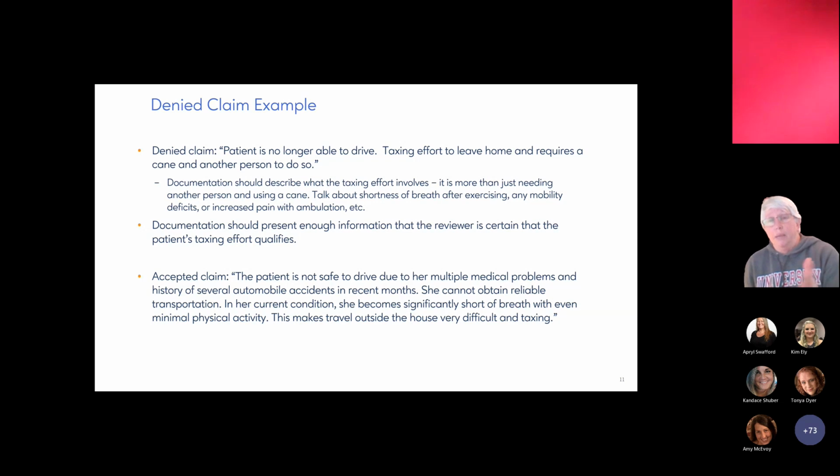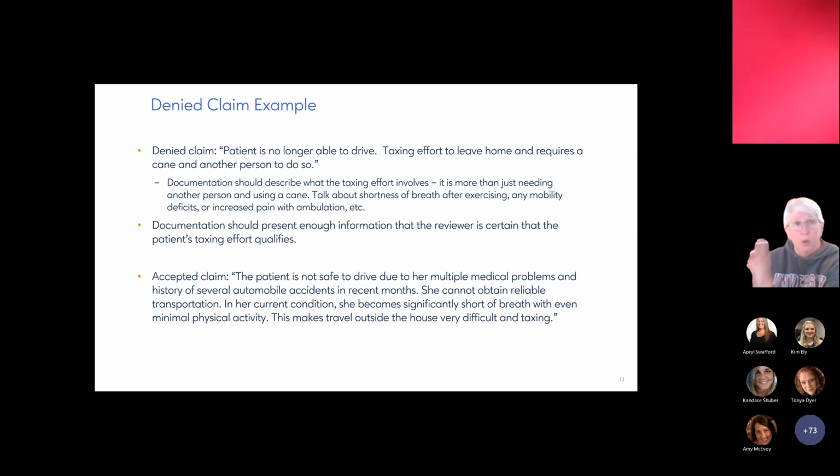So the accepted claim, and they said, this is what we would like to see. I'm like, okay, that's a lot of words, but clinicians can type. The patient is not safe to drive due to her multiple medical problems and history of several automobile accidents in recent months, to which I say, take the keys. She cannot obtain reliable transportation. In her current condition, she becomes significantly short of breath with even minimal physical activity, and this makes travel outside the house very difficult and taxing.